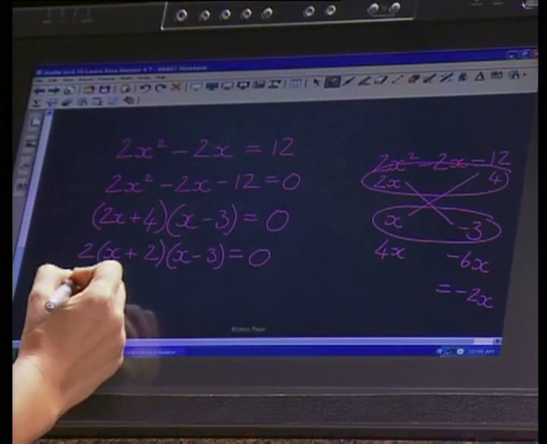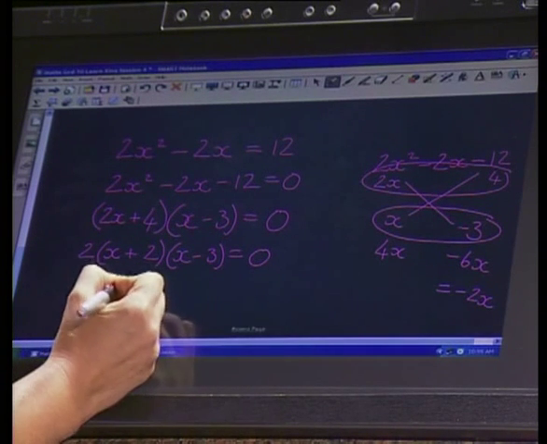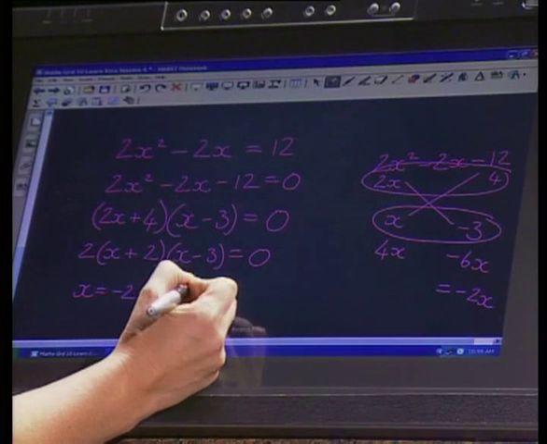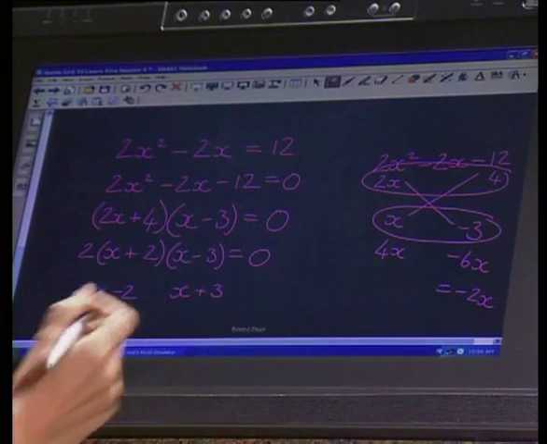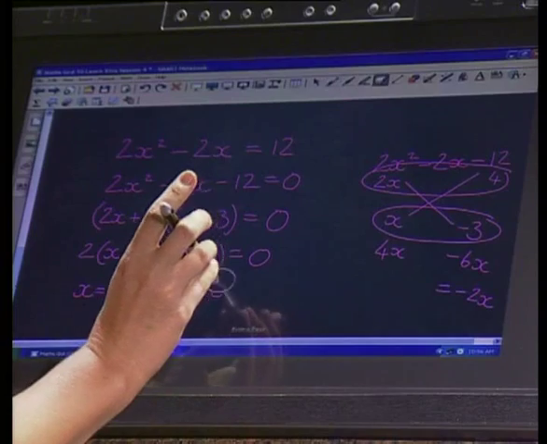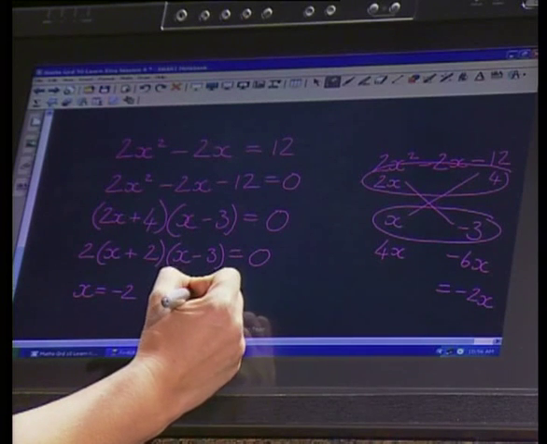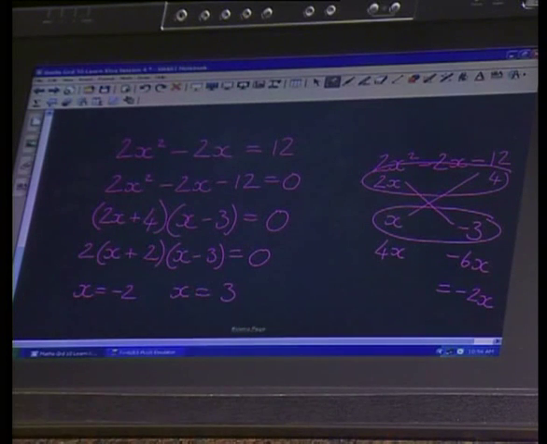And there we go. Then you will get the same answers of x is equal to negative 2 and x is equal to positive 3. Or at least, let's correct that. x is equal to positive 3.